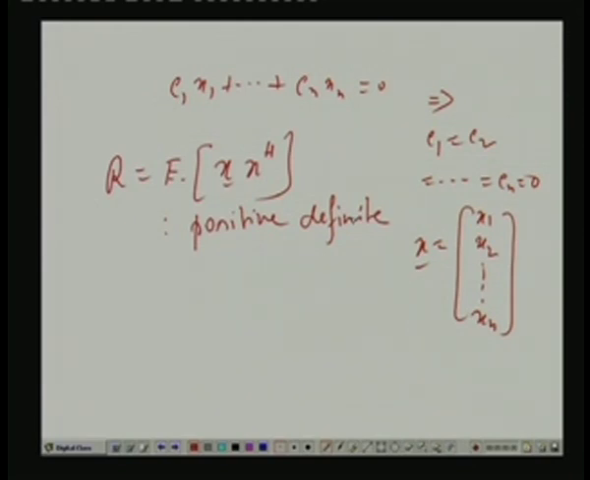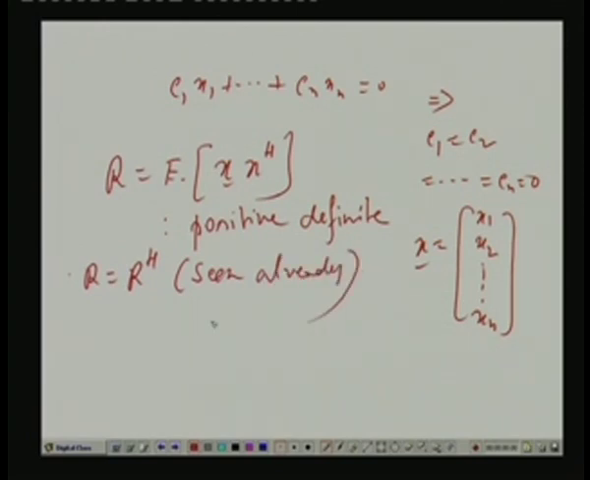Now, positive definite means it must be a Hermitian matrix, that is easily seen, and we have seen it last time. If you take the Hermitian transpose of R, you have to take the Hermitian transpose of this vector x Hermitian. So, the first entry will be x Hermitian and the second entry will be x. So, you get back again the expected value of x x Hermitian, which is R. So, R equals R Hermitian, seen already.